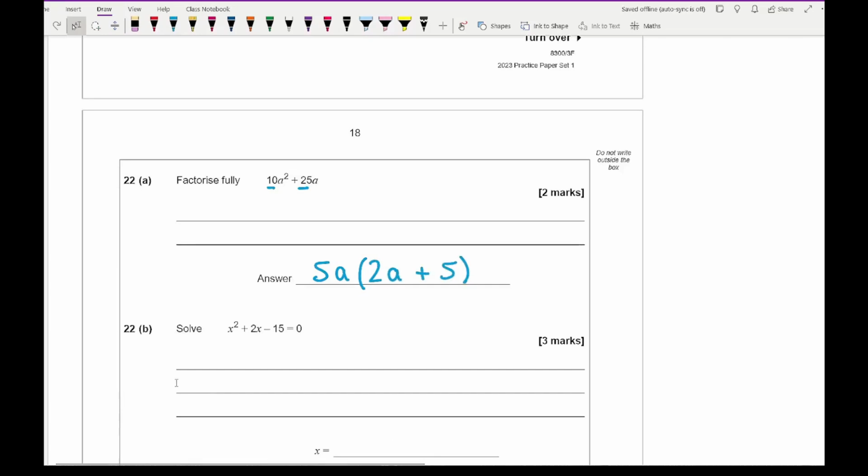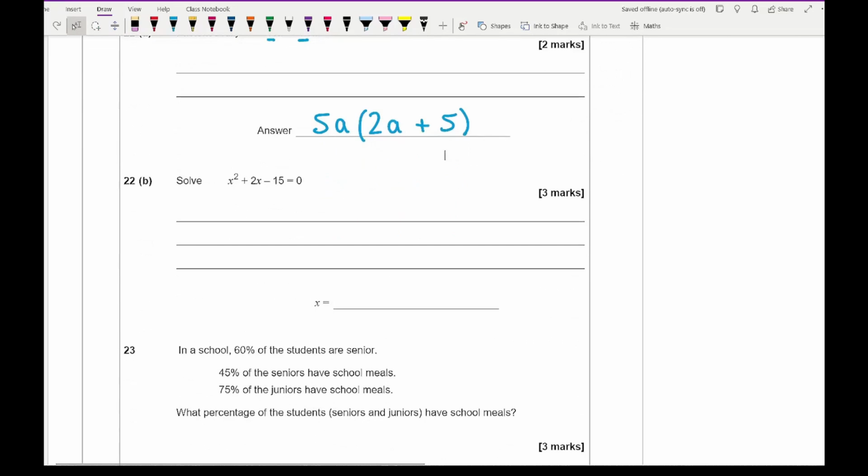For question 22b, we're just factorising and solving this quadratic. So we're thinking of two numbers that multiply together give me -15, added together give me 2. So the two numbers are going to be 5 and 3. And the 5 is going to be positive and then 3 is going to be negative. Then solving this, we get an answer of 3 or -5.